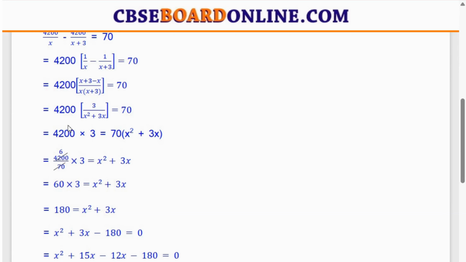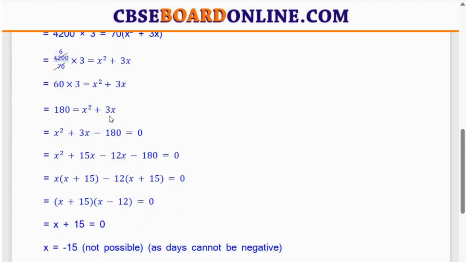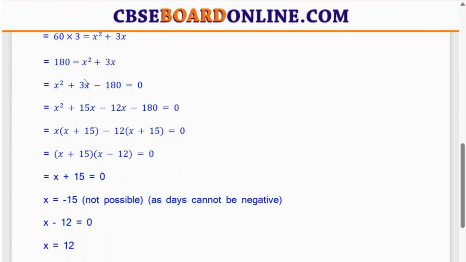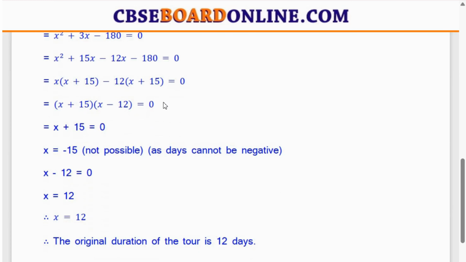So this is already 60 multiplied by 3, which is equal to 180, and we have already remained with x square plus 3x, right? So x square came over here. Now what we are going to do is simply solve this using the factorization method, right?